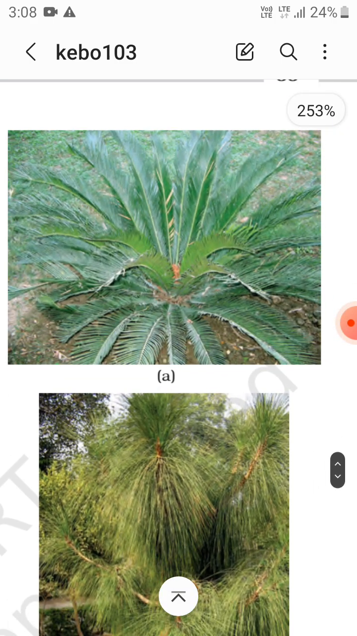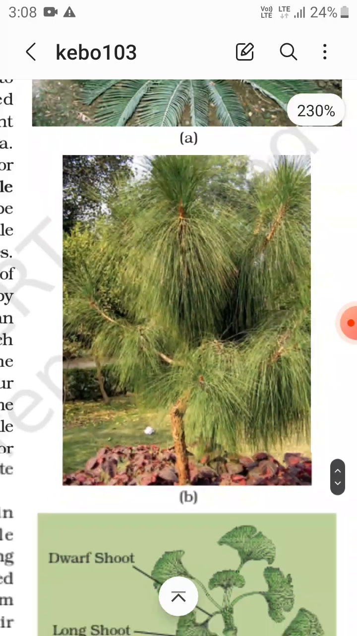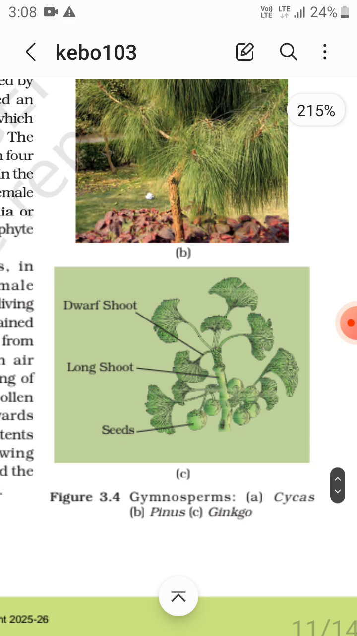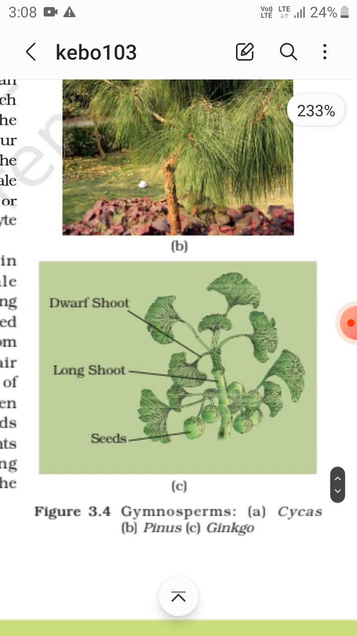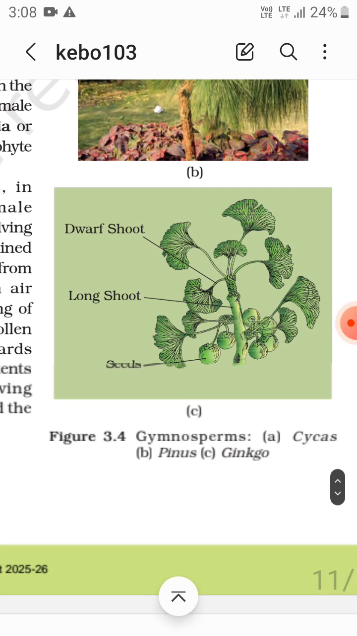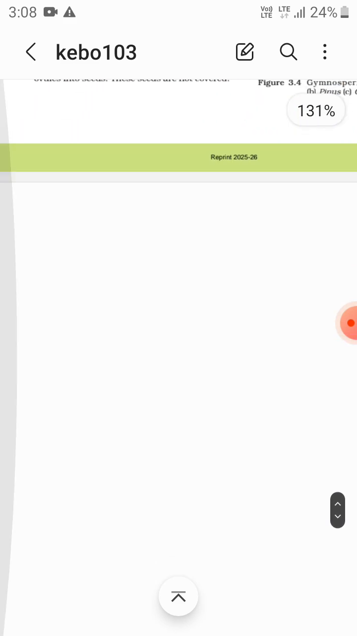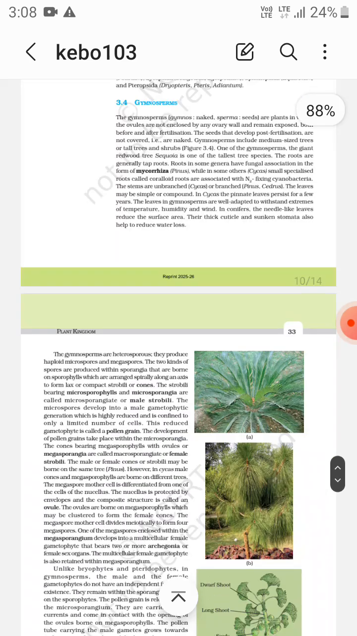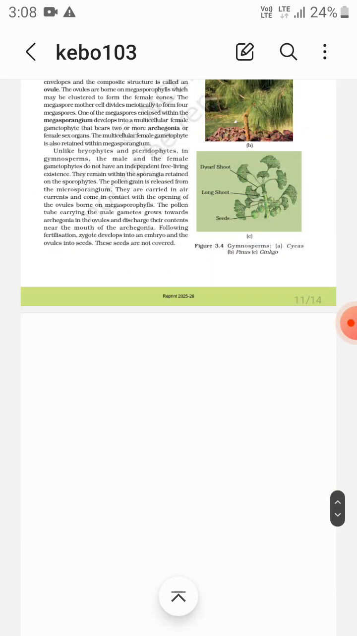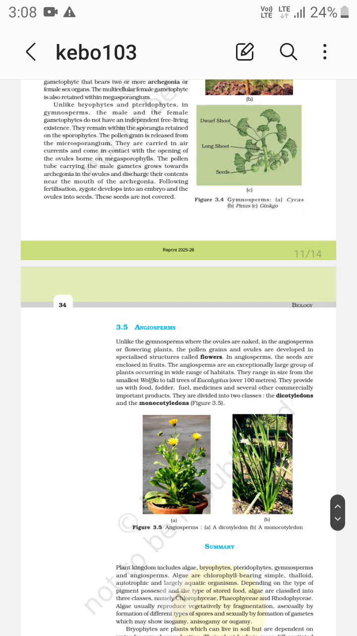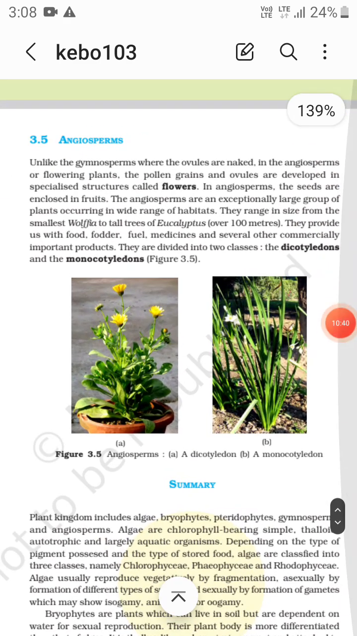So the first picture shown is the cycas, this one is the pinus, and this one is the ginkgo. And in ginkgo, that is the dwarf shoot, that is the long shoot, and these are the seeds. So this is it, right? I guess the chapter is finished. Okay, the angiosperms are left, right?